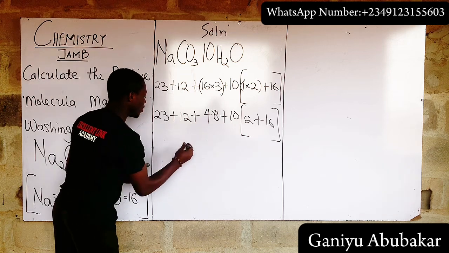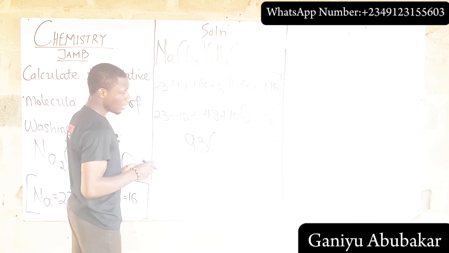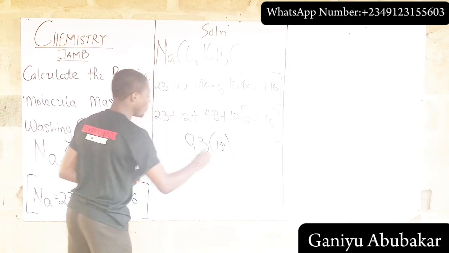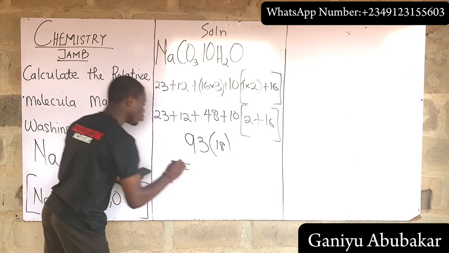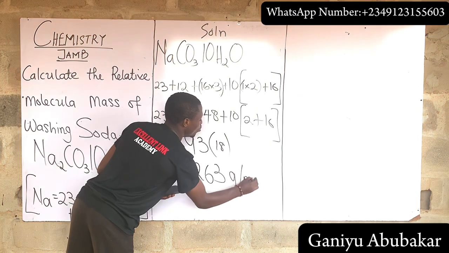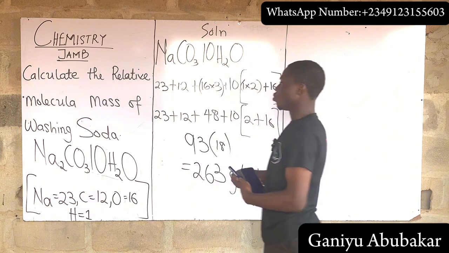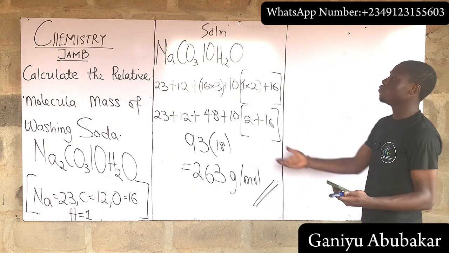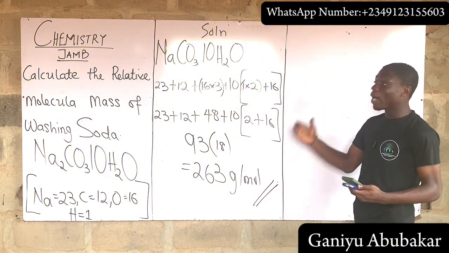This 93, plus 10 into 2 plus 16, that's 18. I have 18. Combine these two: 93 times 18, I have about 263 gram per mole. It becomes my answer to this question. Calculate the relative molecular mass: the relative molecular mass of this compound is 263 gram per mole. This is how this is done.